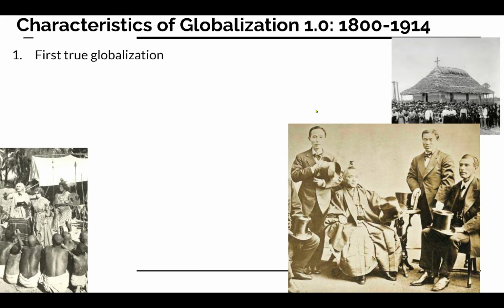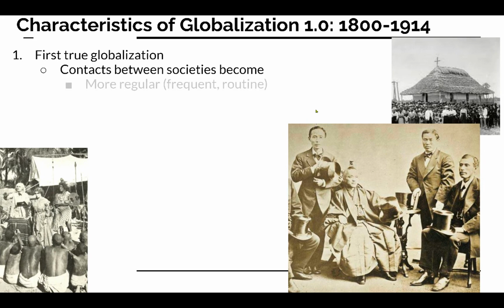So what was globalization 1.0 in terms of its nature? First, it is our earliest example of true globalization. We have contacts between different societies around the world, and those contacts become much more routine. They're happening frequently. They're happening with regularity. A lot of times they're happening according to schedules, like steamship schedules, railroad schedules.